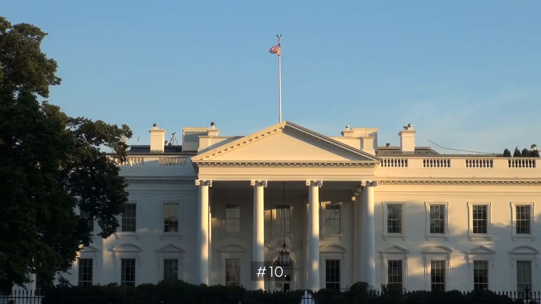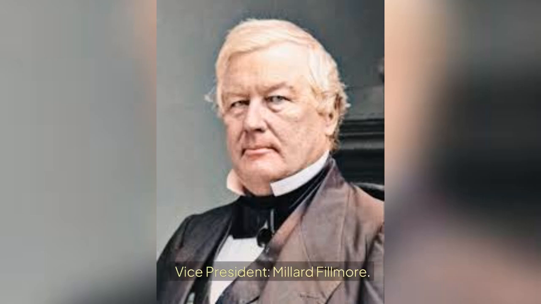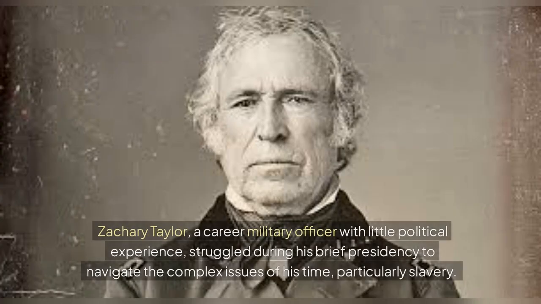Number 10. Zachary Taylor, the reluctant leader. Background: born November 24, 1784, died July 9, 1850. Presidential term: March 4, 1849 to July 9, 1850. Vice President: Millard Fillmore. Zachary Taylor, a career military officer with little political experience, struggled during his brief presidency to navigate the complex issues of his time, particularly slavery.